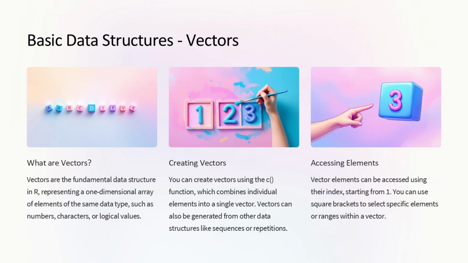Vectors are a fundamental data structure in R, representing a one-dimensional array of elements of the same data type. They can store numbers, characters, or logical values. You can create vectors using the c function, which combines individual elements into a single vector. Vectors can also be generated from other data structures like sequences or repetitions. Vector elements can be accessed using their index, starting from 1. You can use square brackets to select specific elements or ranges within a vector.